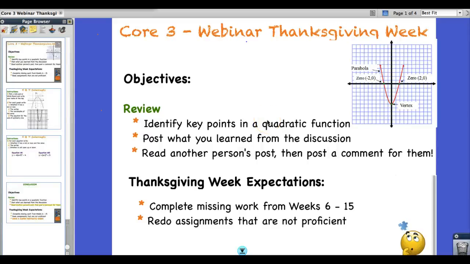Okay, so what we're going to do today is just look at some quadratic function stuff. I just think that's difficult for people to digest from one lesson, and it's all pretty much in one lesson. So we're just going to look at some key points.